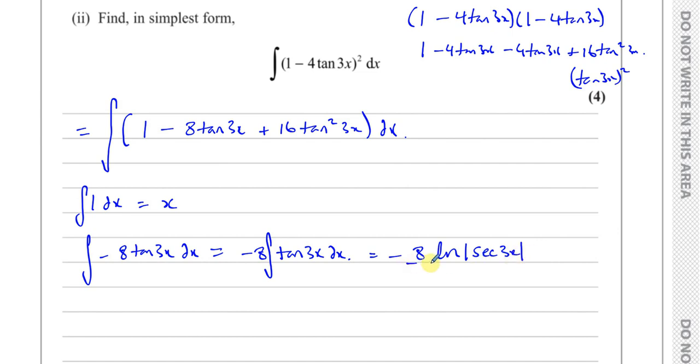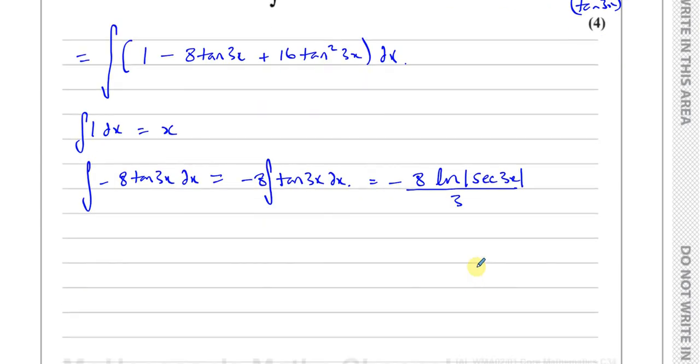And then I've got to divide this by 3, because you have to divide by the differential of what's inside the function. When you're integrating something like this, there's a function inside this function, so you have to divide by the differential of what's inside the function. So you have minus 8 ln secant 3x over 3. Now, how did we get that result?